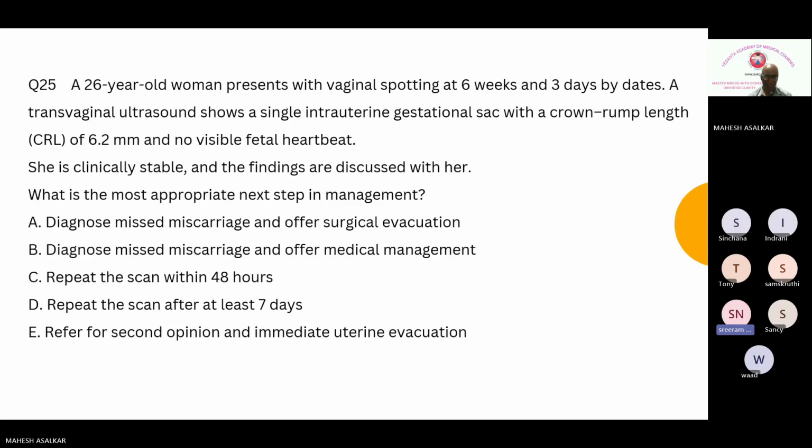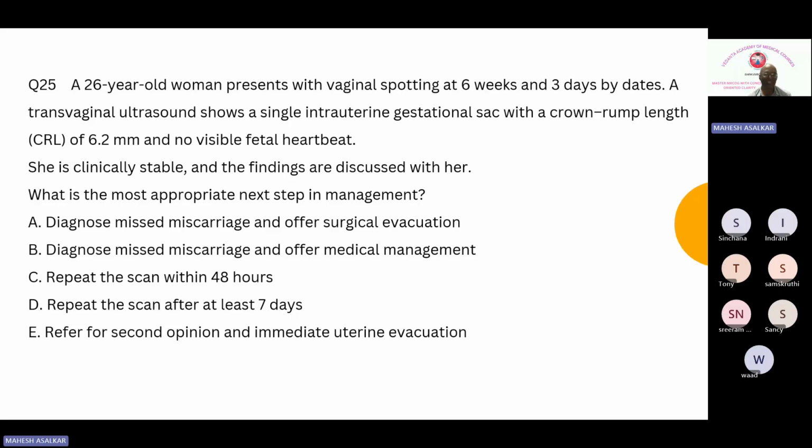If it is more than or equal to 7 mm, we expect the cardiac activity. Remember, more than or equal to, because these equal values are more confusing. When you see the same borderline value, you get confused what to do. So what do you do in this case? Seek a second opinion and or repeat scan after 7 days.